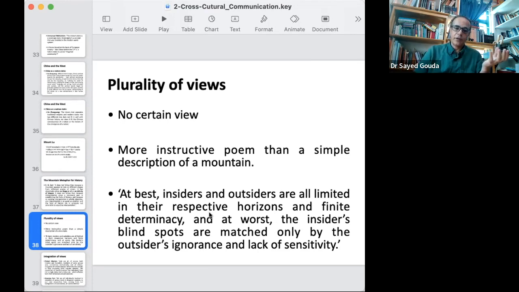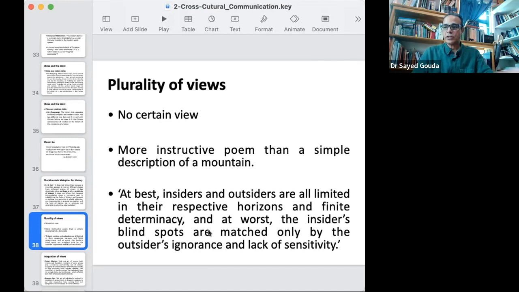We need both techniques, both methods, in order to have a better understanding. He said, we don't claim that one of them is better than the other. No one can claim that, but we need both in order to have a better understanding of any historical phenomenon we study. And he says the poem is more instructive than a simple description of a mountain. It's like he's telling us a message. Su Shi is telling us that there is no one true face of Mount Lu. Whether you look at it from close distance or from far away, there's no one true face.